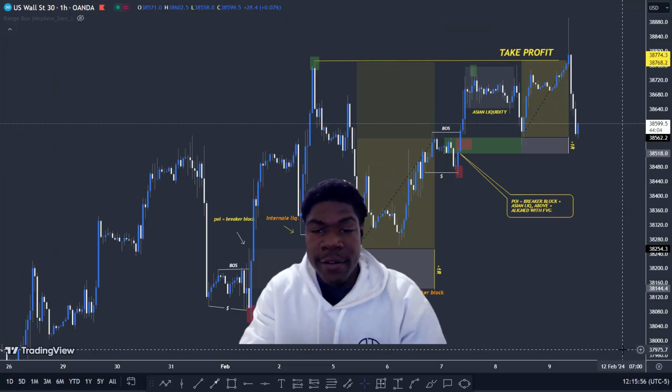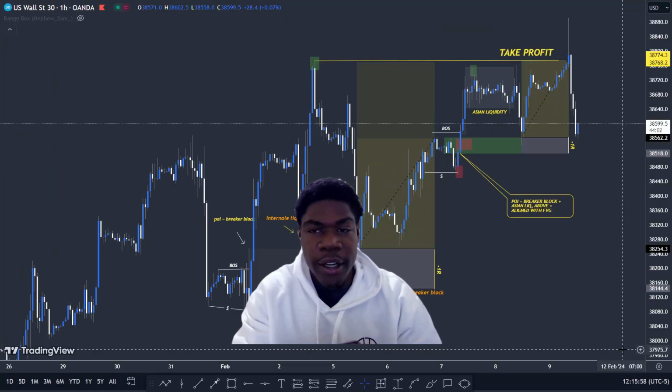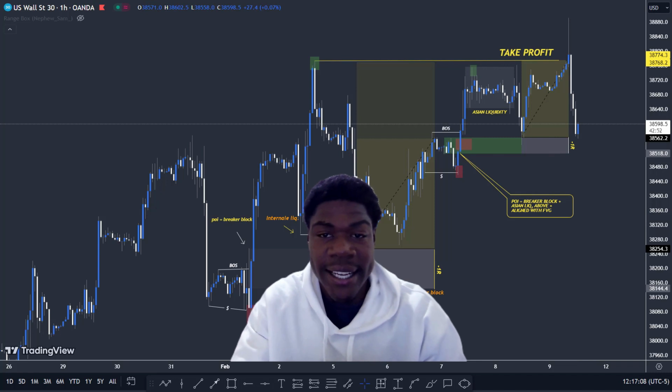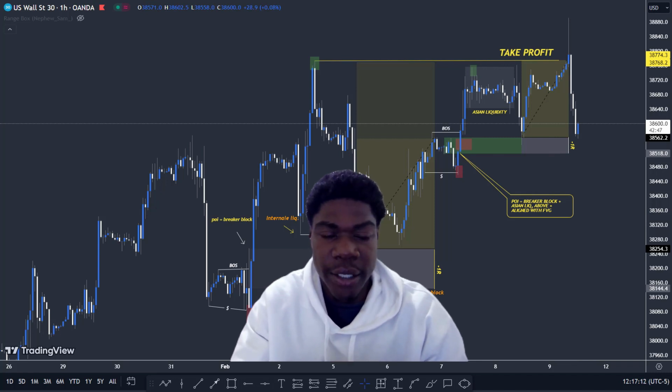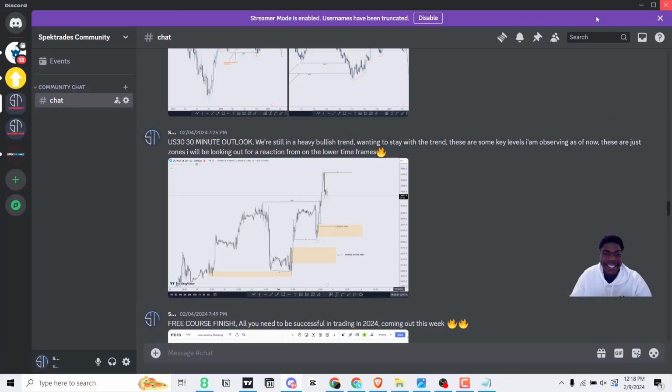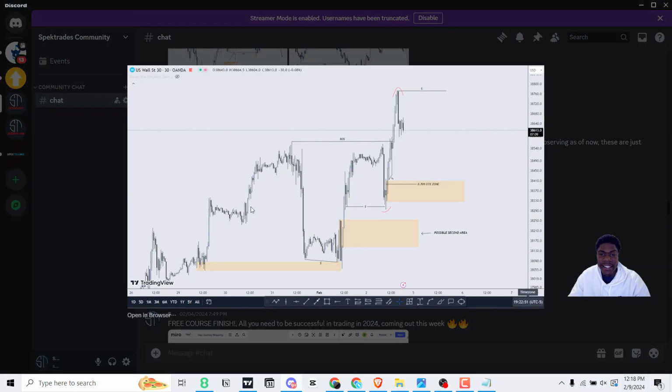Now that we are on the live charts, right here I'm currently using my dark theme, just to make things look more aesthetic and clean. Let's jump on the light theme to go over this trade and how I took this trade.